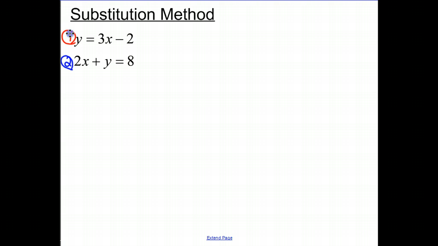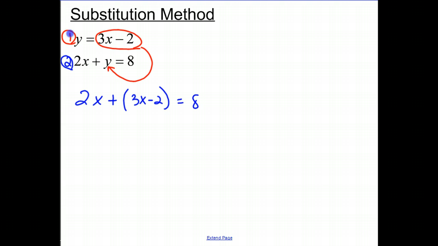So what substitution method is asking you to do is to take the equation y equals. So y equals 3x minus 2. We're going to take what it equals, and we're going to substitute it in for the y in the second equation. When we do that, our second equation now looks like 2x plus 3x minus 2 equals 8. We have taken what y equals and substituted it in the second equation. We do this because now if we see this new equation, we have only x variables in it. We know how to solve an equation with one variable now.